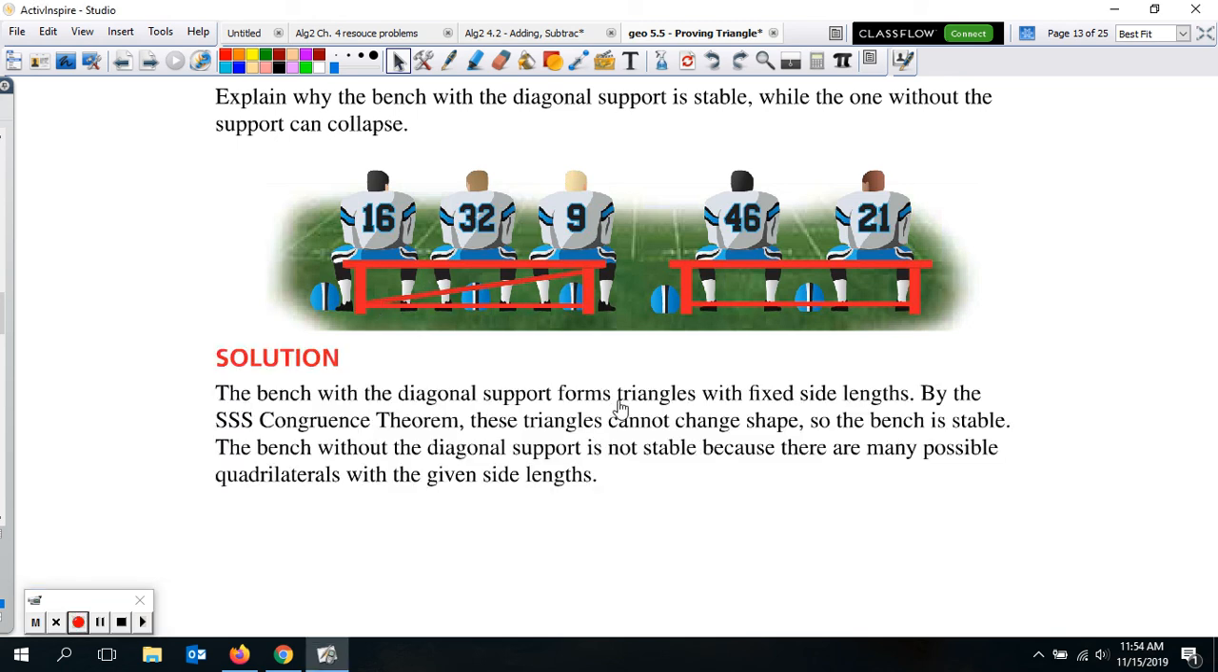The bench with the diagonal support forms triangles with fixed side lengths by the SSS congruence theorem. These triangles cannot change shape. So they will not change shape. They'll always be congruent, which means it's always going to be stable. The bench is stable. The bench without this diagonal support is not stable, because there are many possible quadrilaterals with given side lengths. So we could change the shape of this quadrilateral, and it would eventually collapse. It could become a parallelogram, and if it did that, it will eventually collapse.